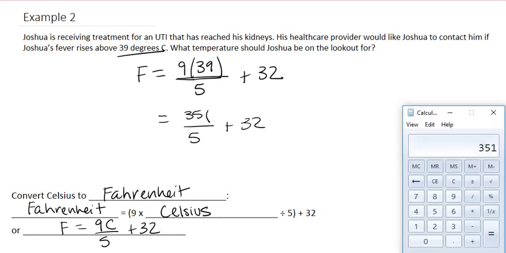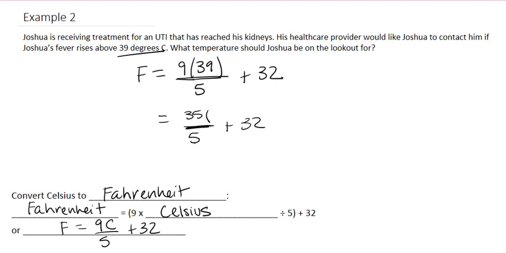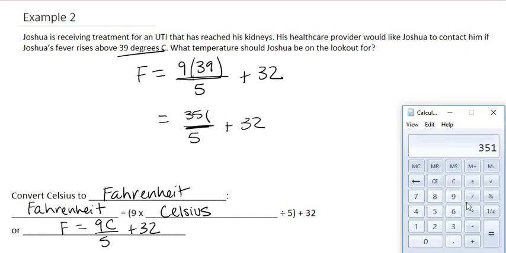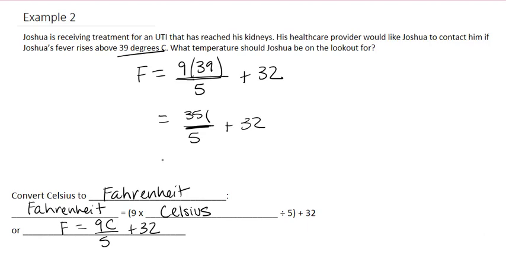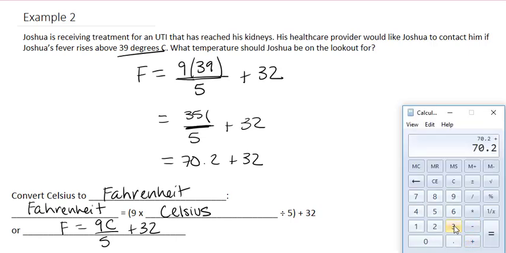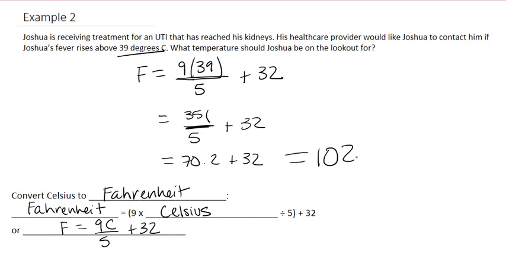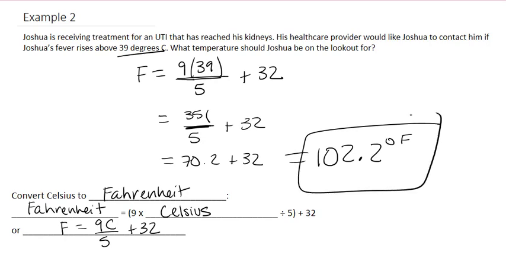So the second step is to divide this 351 by 5, which is equal to 70.2. And we're going to add 32, and this is our last step. So we'll add 32, which is equal to 102.2 degrees Fahrenheit. So 39 degrees Celsius is equal to 102.2 degrees Fahrenheit.